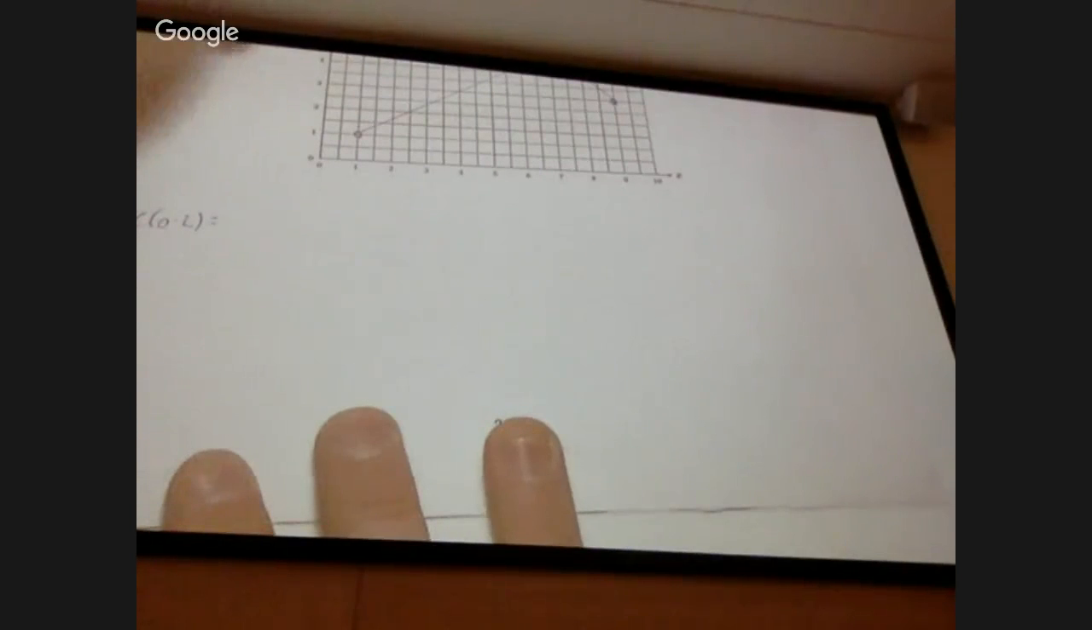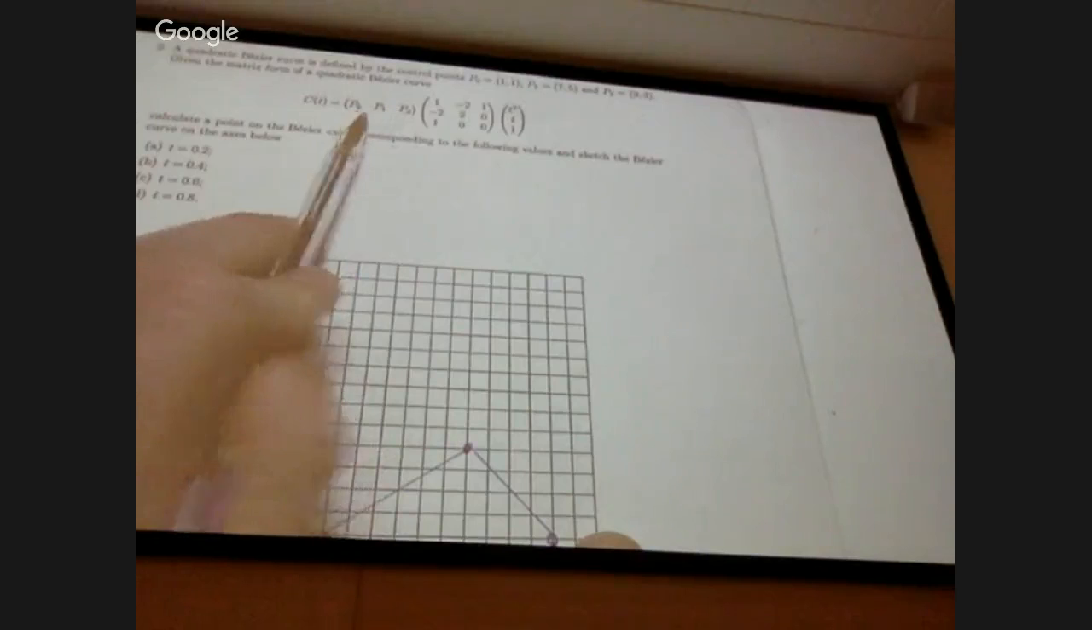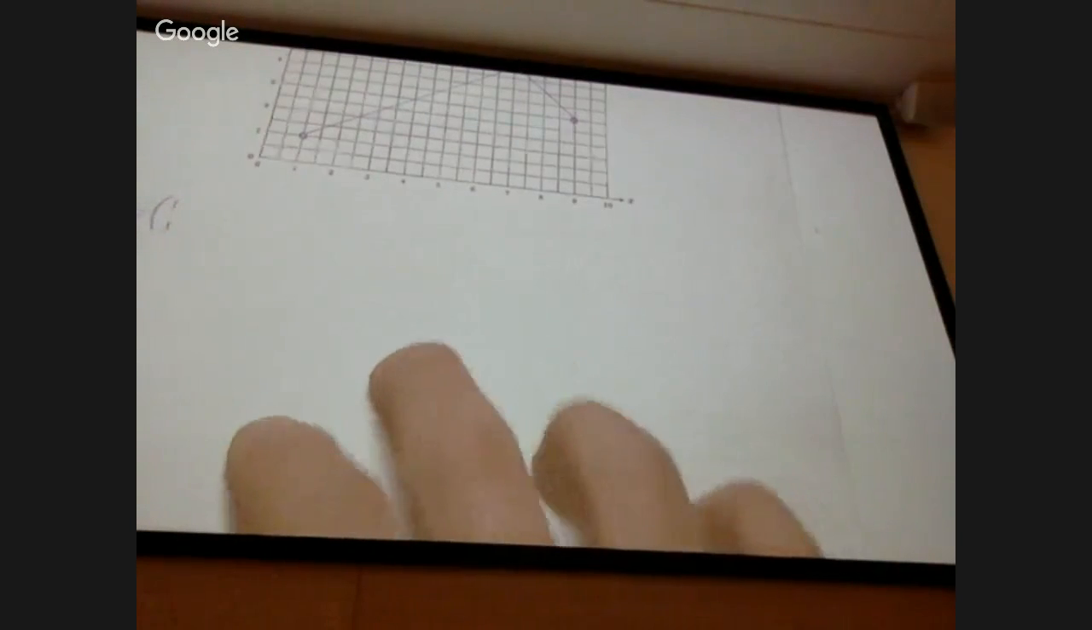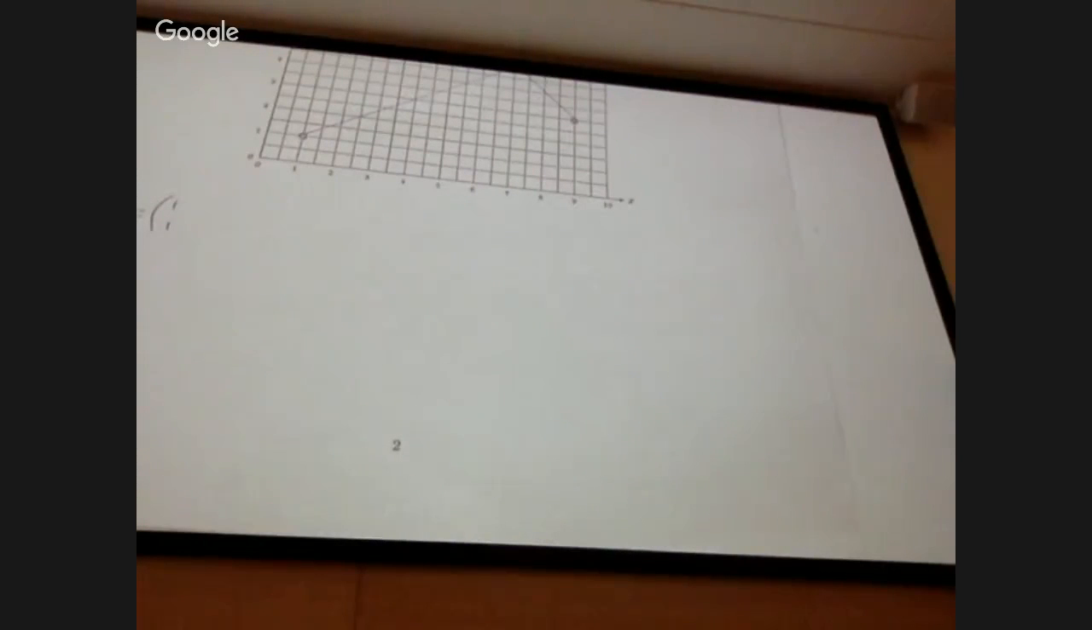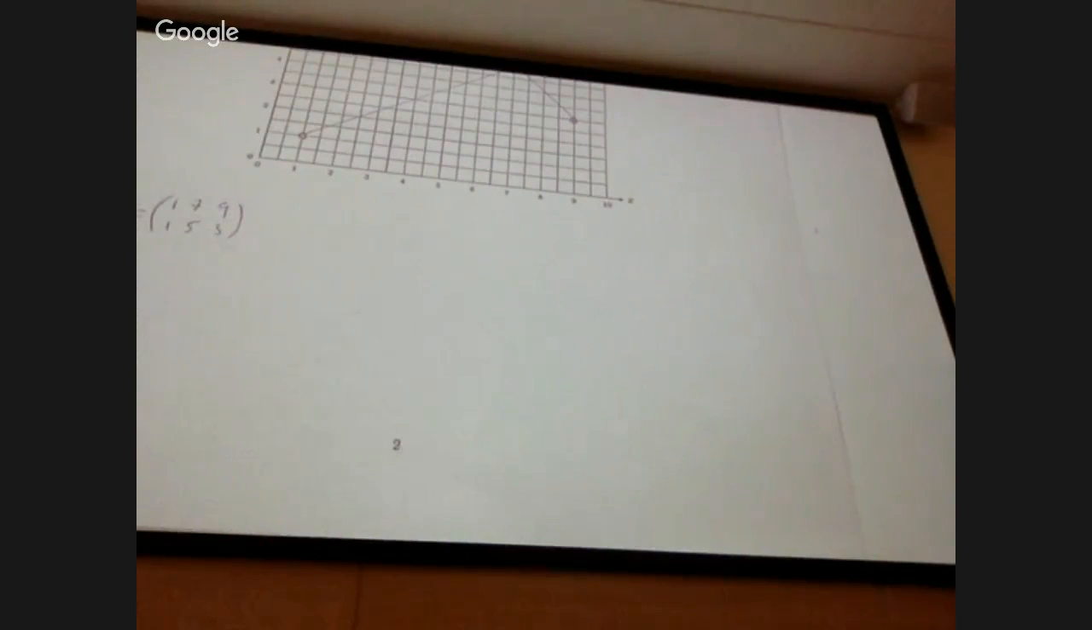Okay, so what we have is our 3 control points here, P1, P2, P3. Our first control point has coordinates 1, 1. That makes up the first column. The second control point is 7, 5. That's my second column. And then we have 9, 3, which is the third column. So that's my control points.